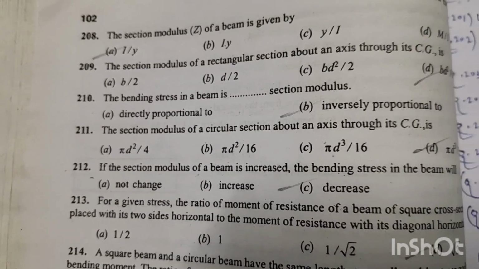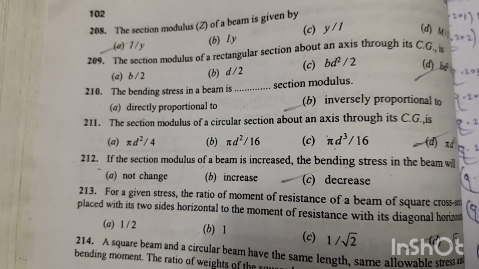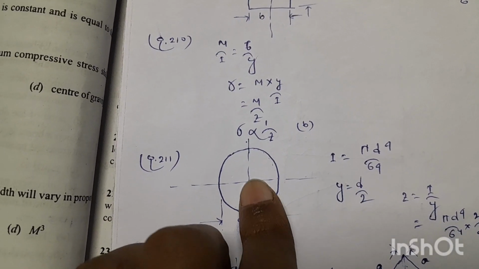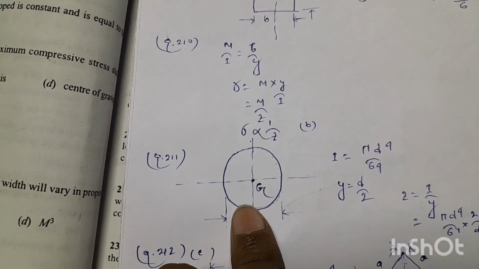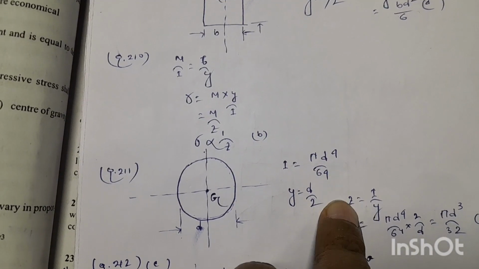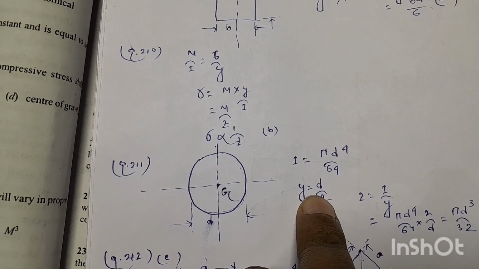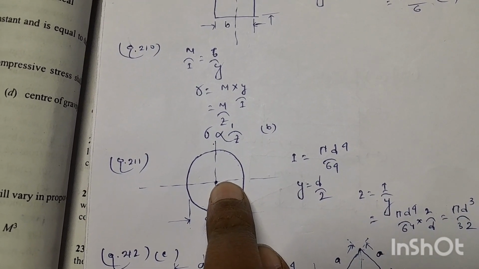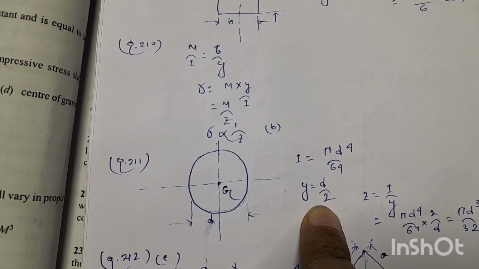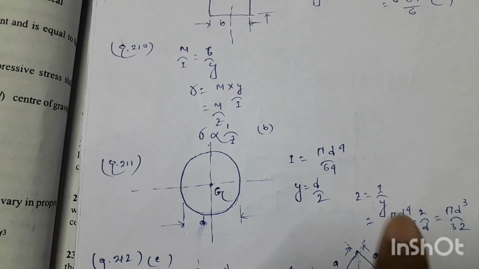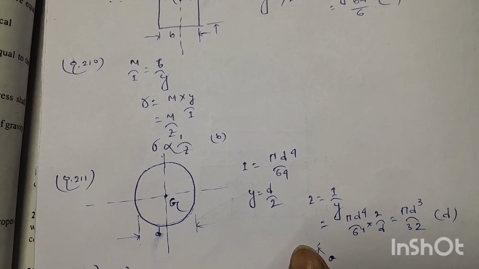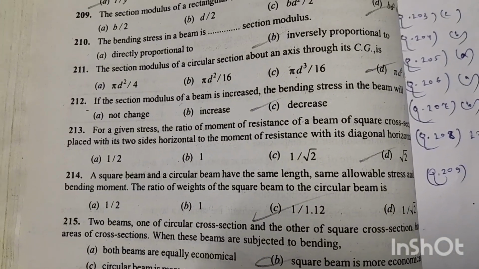Next, question 211. The section modulus of a circular section about an axis passing through its CG is. This is a circular section. This is the centroid of the section, G. So we know the moment of inertia of the circular section is pi D to the power 4 by 64, and Y is the distance between the centroid of the section and the extreme fiber, which is D by 2, and D is the diameter of this circle. So Z will be equal to I by Y. If we calculate, Z will be equal to pi D cube by 32. So for question number 211, option D is the right answer.